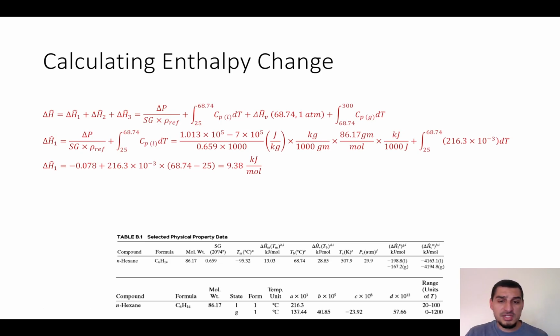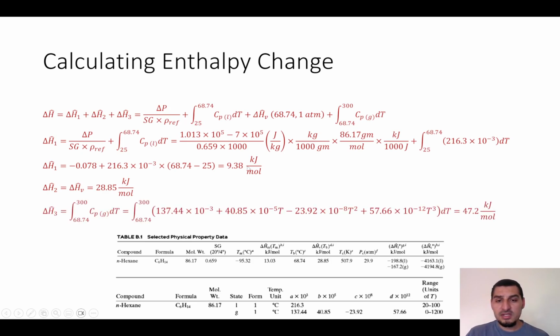For the second delta H, it's the latent heat. It's already there, which is 28.85 kilojoules per mole. Now the units are homogeneous, so you can add and subtract. It's fine. We have no problem. The final is the integral of Cp dt. Now for the gas phase, we have 4 terms, so we have to include all of them. And after the integration and substitution, it's 47.2. I'm not saying this is a quick calculation. It's very systematic. So if you know how to do these calculations, things would be very straightforward.